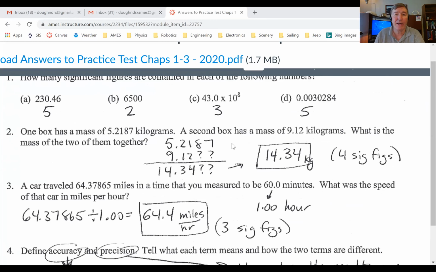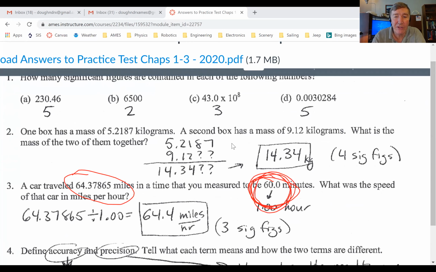That's exactly what I had in mind when I created these problems here. A lot of people know the rule for when you're multiplying or dividing. They know that when you're multiplying or dividing, whichever number has the least number of sig figs, that's how many sig figs you're allowed in your final answer.